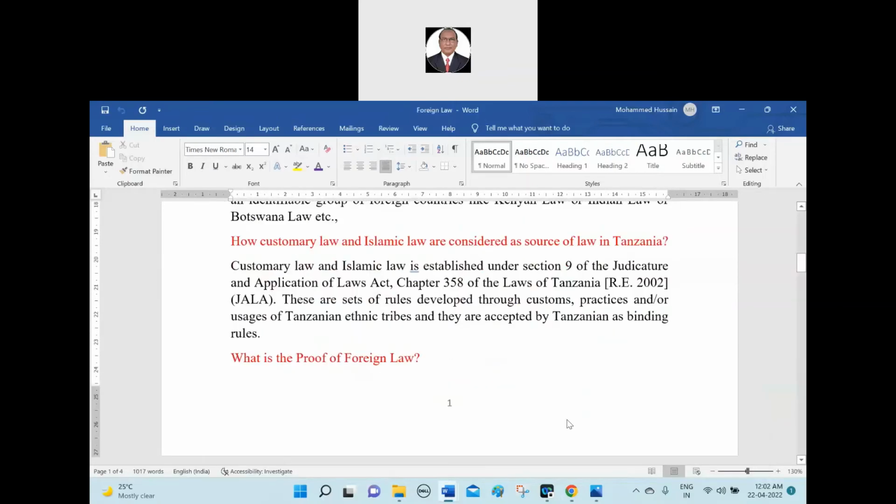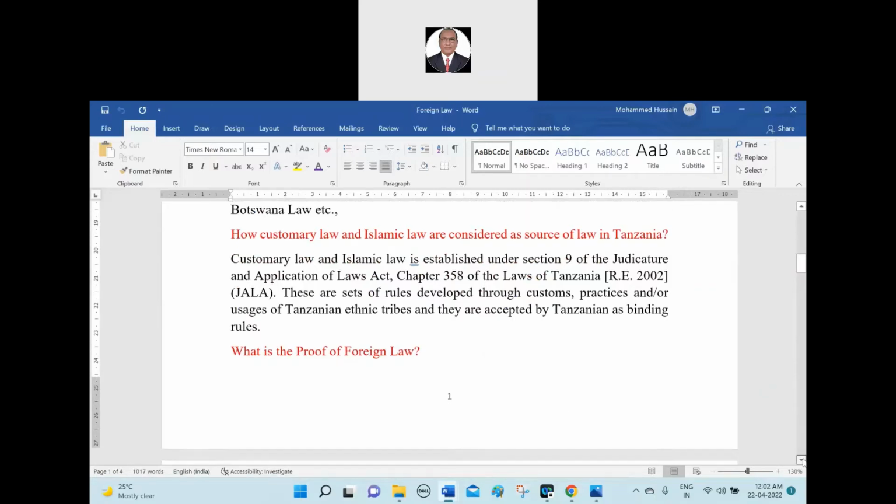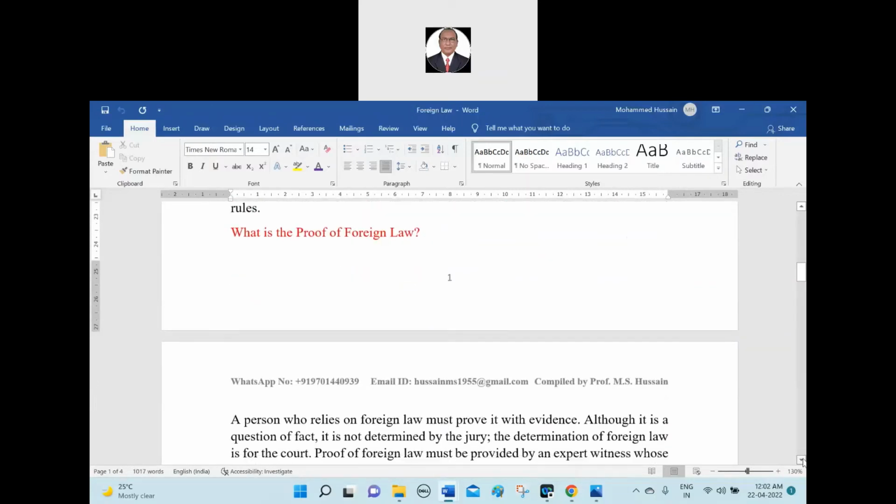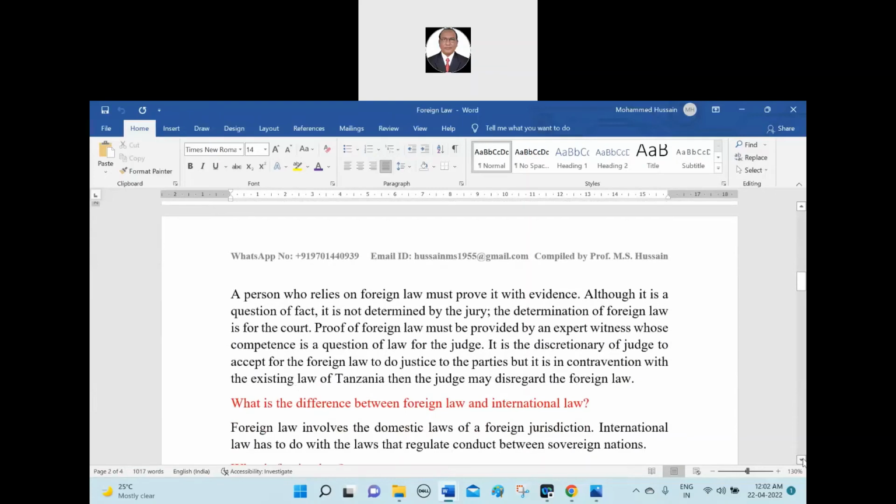Now let us come to our point. What is the proof of foreign law? If you are using a law other than the local law, then it is said to be foreign law. A person who relies on foreign law must provide it with evidence. Although it is a question of fact or a question of law, it is not determined by the jury. The determination of foreign law is for the court. The court will decide whether the foreign law could replace the local law or the local law should be used.